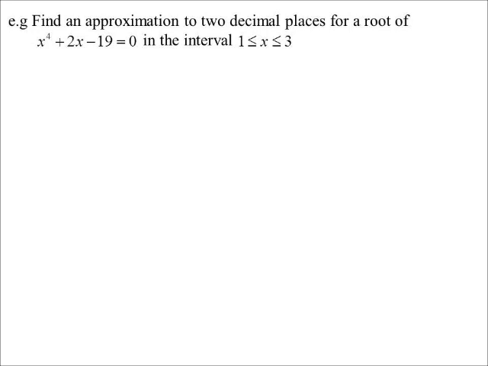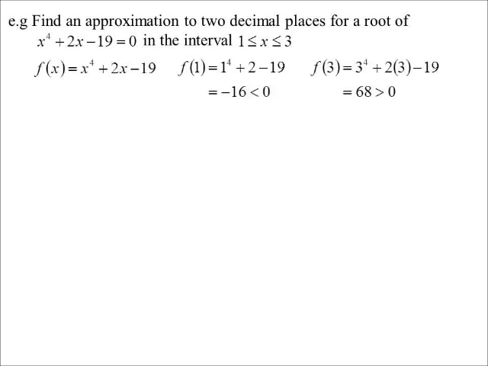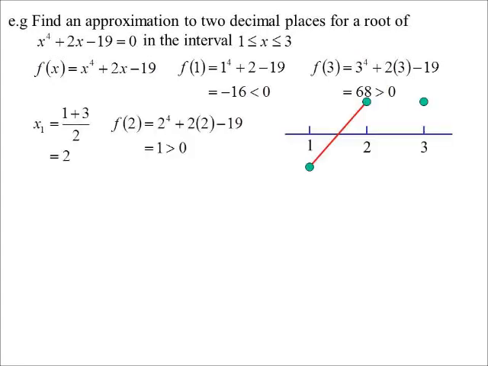But just to prove it, let's find function 1. Oh yes, function 1 is negative. Function 3 is positive. We certainly know it's a continuous curve, so yes, a solution does lie in between 1 and 3. So the logic says, well, let's try the middle. So that's why we halve the interval.